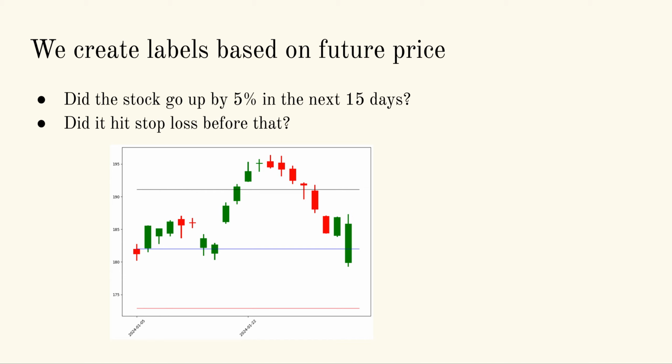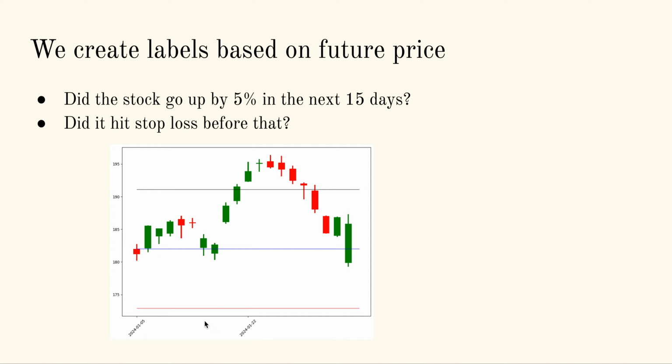We learn how to create the labels, which is a very non-trivial exercise. So we look at what happens in the future, in the next 15 days, because this is a swing trading setup. And we have a target price and a target stop loss. Here in this picture, you can see a 5% take profit target and a stop loss of 5% as well. So we start when we buy the stock at the open, specified by this blue line, and we want to see if we can hit this target by the end of 15 days.